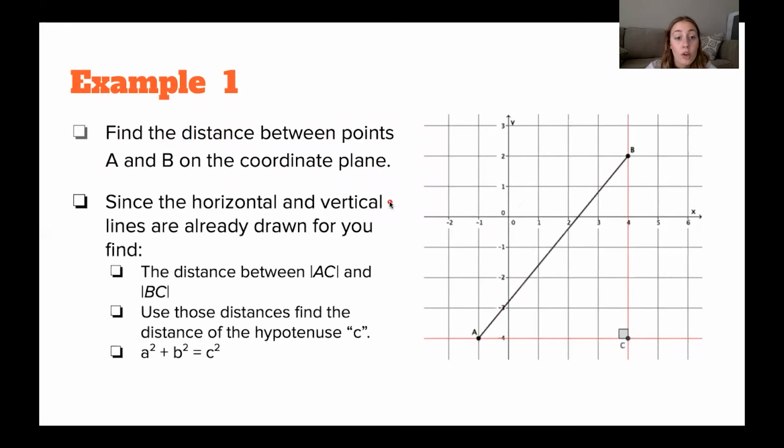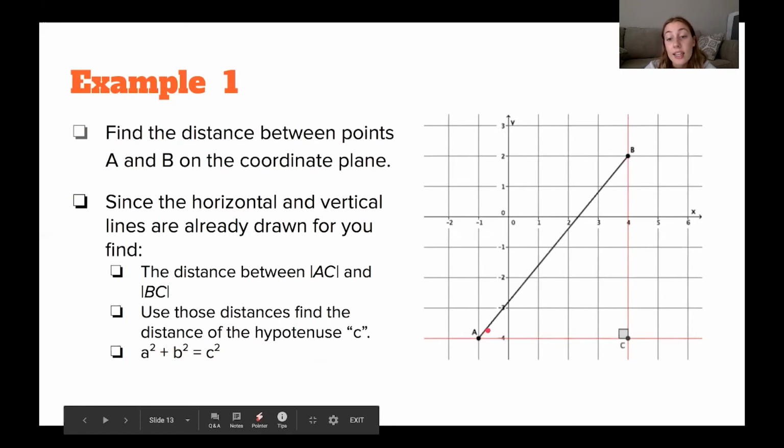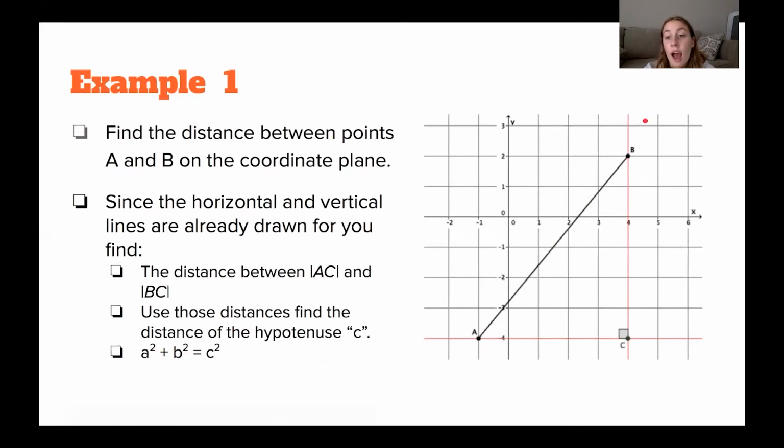Since the horizontal and vertical lines are already drawn for you here, find the distance between AC and BC. Use those distances to find the distance of the hypotenuse C. Once we find these, we can plug them into our equation, A squared plus B squared, and we can get C squared. So like I said, pause the video, you have the coordinate plane and you have the lines. If you want to do this on your own, feel free to do that. Maybe write it down, draw it down, whatever you need to. Grab a calculator. But let's go.